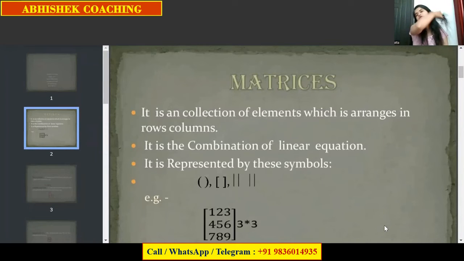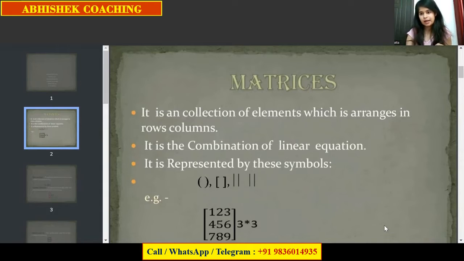What is matrix? First of all, you should know about the new term, what is matrix or matrices. It is just like a collection. The first point is that it is a collection of elements which are arranged in rows and columns. Collection of elements are just like numbers. If we are reading mathematics, the elements are the numbers. So it is a collection of numbers which is arranged in rows and columns.